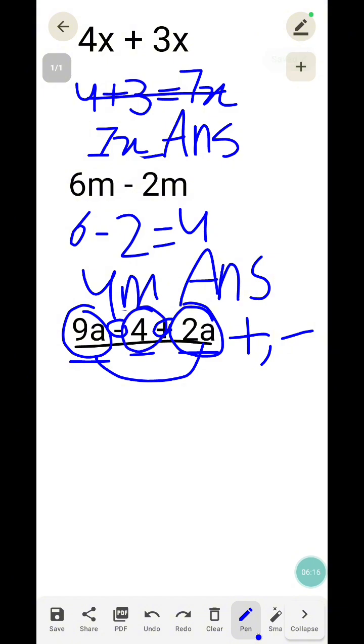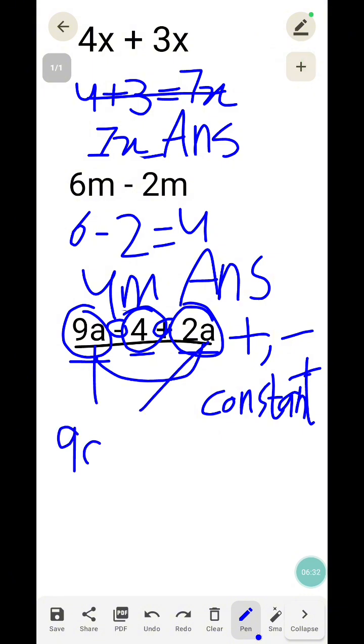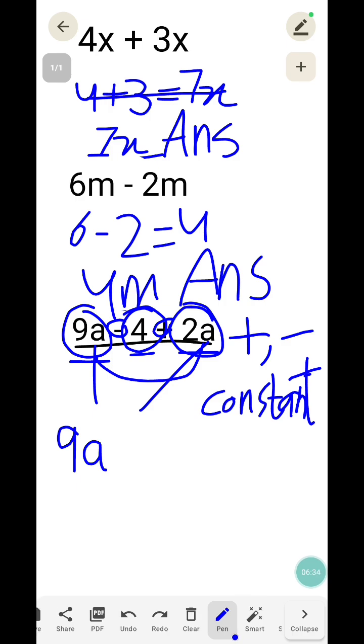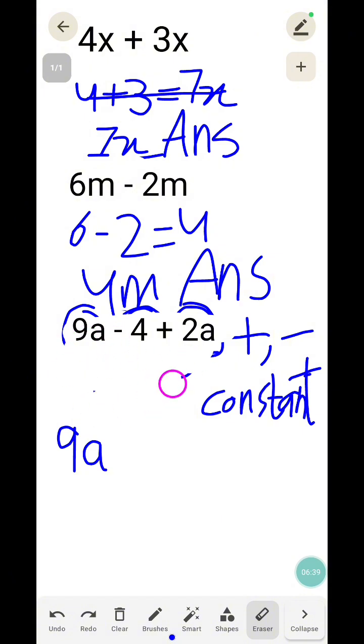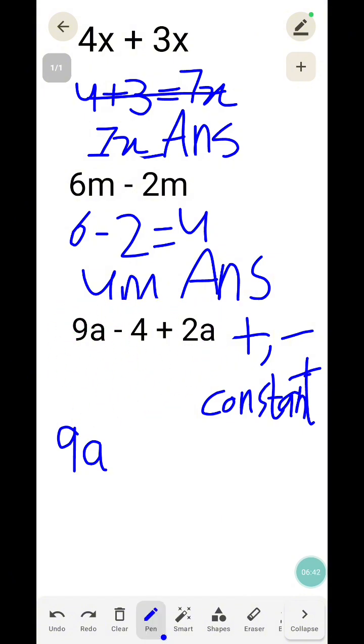So we will not touch this for now. We'll keep 4 aside because it's a constant value. It will not change just like the variables, okay? So let's check these both here. 9a. If you notice, there is a plus sign with 2. Minus sign is with 4. And here there's no sign, means there's plus.